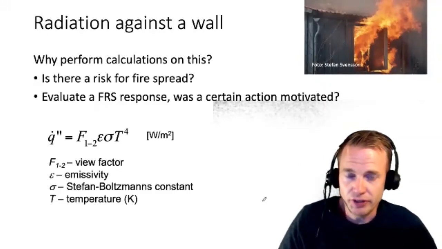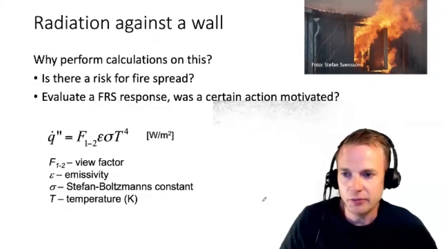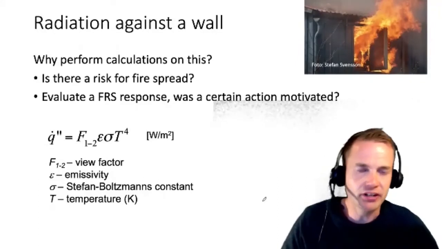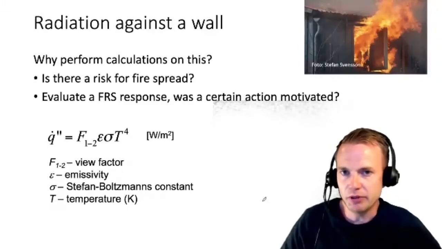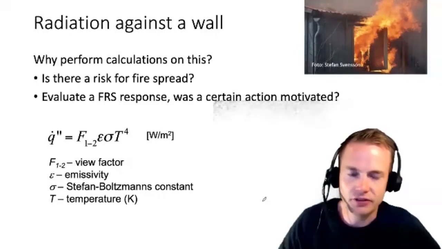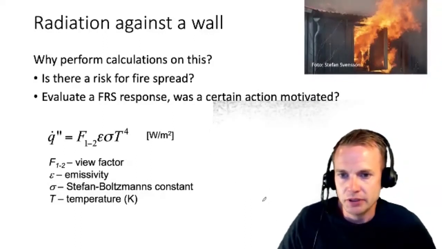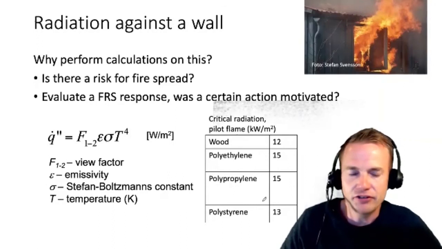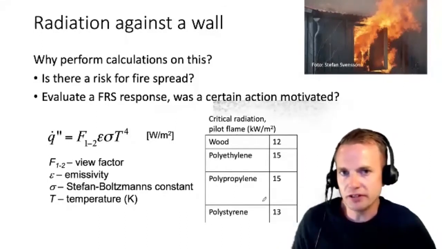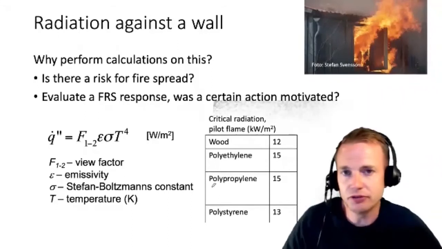Calculations of radiation can be quite complex. They can also be fairly simple. I'm not arguing for doing very complex calculations here. Instead, doing simple calculations, but having conservative estimates in order to be on the safe side, of course. If you look in the literature, you can also find values for critical radiation with the pilot flame. So that would be like the target value. If you reach these levels when doing this calculation here, you could maybe assume that there would be ignition.